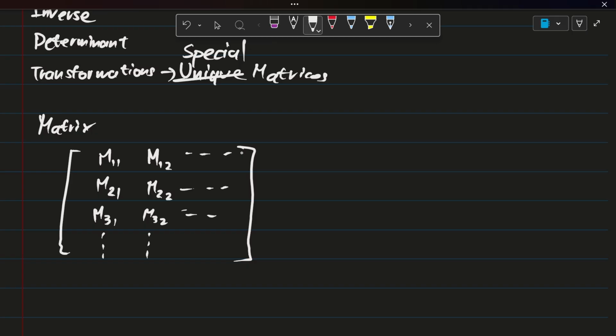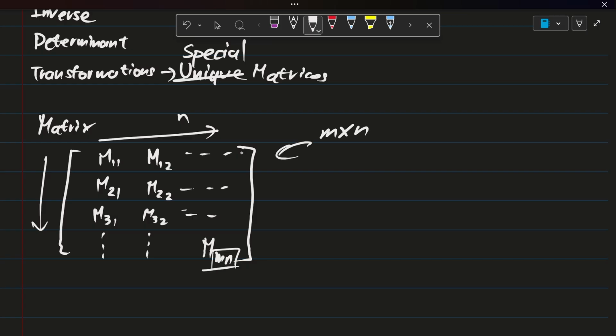For the maximum entry, which we'll call MN, this is the entry at point M, with M going downwards and N going to the sides. We will call this big matrix an M by N matrix. What we'll be discussing mostly in this video is when M equals N, which we call a square matrix. But we could also discuss some other types of matrices.